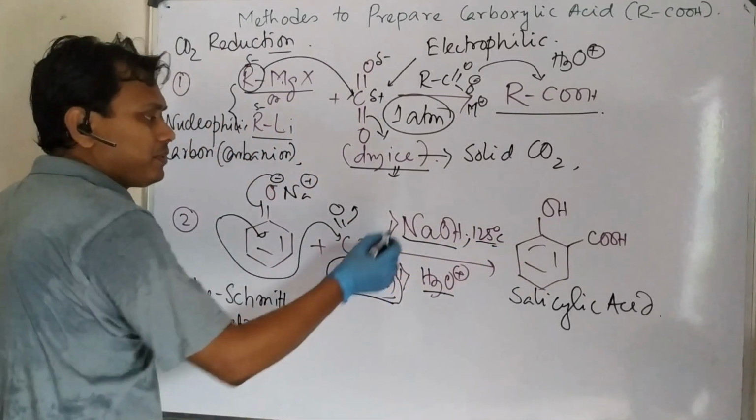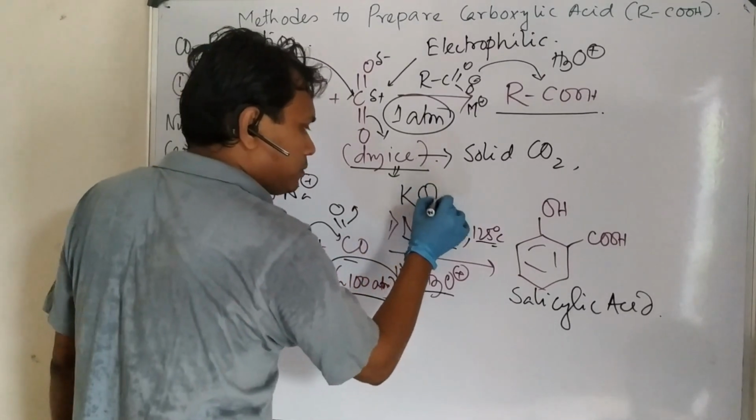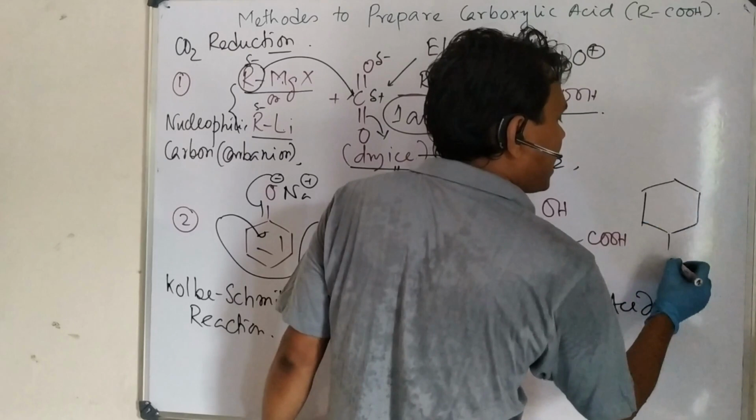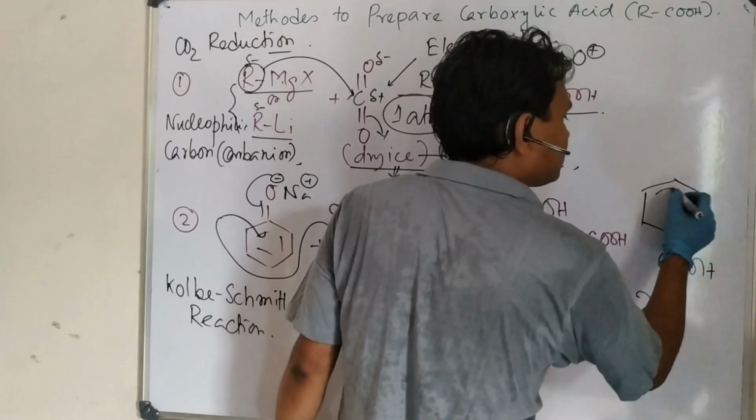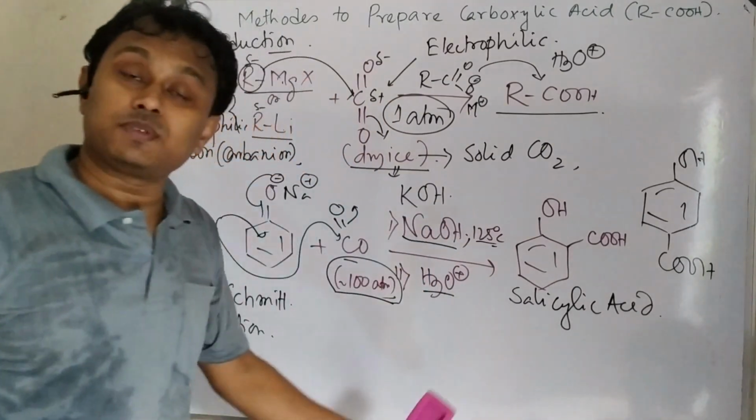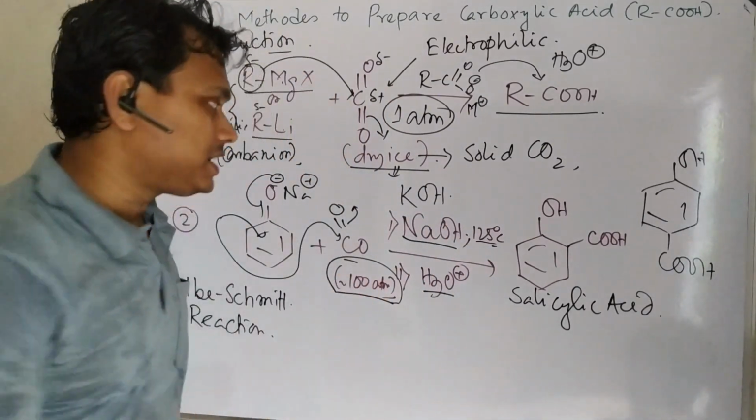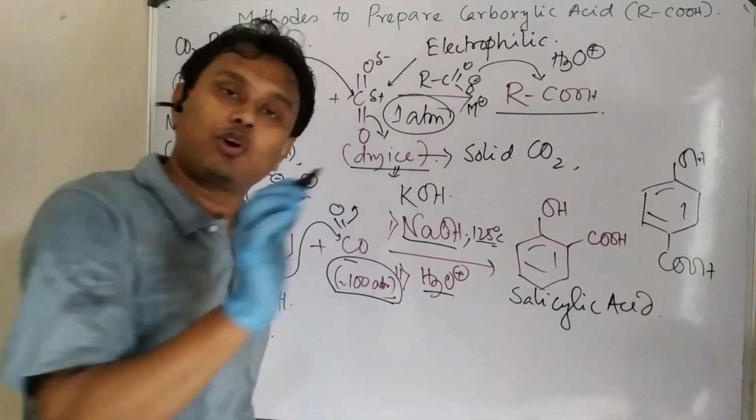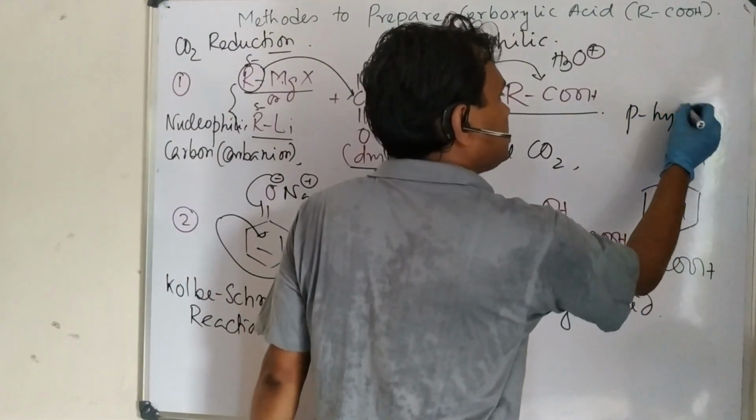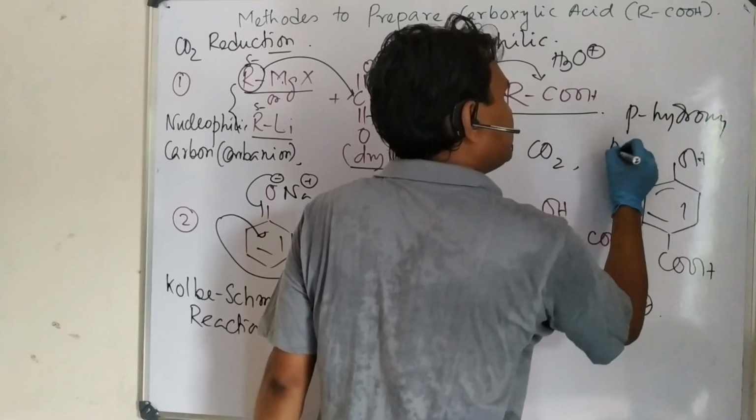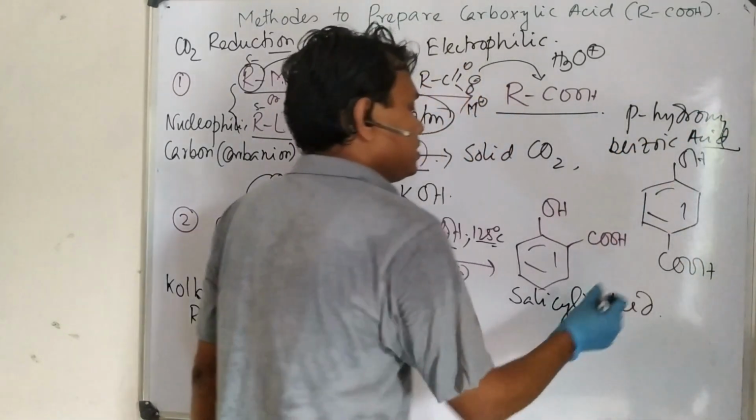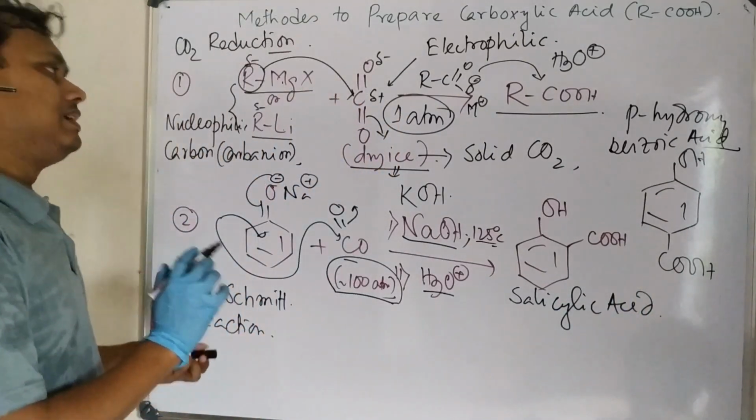And another interesting point: instead of sodium, if you use potassium, it will result in para-hydroxybenzoic acid. This is because there is a chelate formation in the presence of sodium. I shall upload a video dedicated to this process, so you will have a complete idea. So this is para-hydroxybenzoic acid. Okay, so this is the overall description.